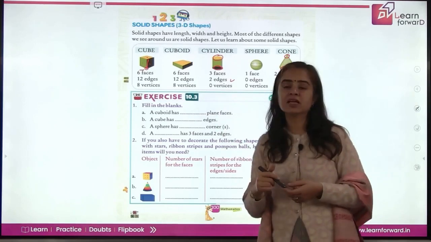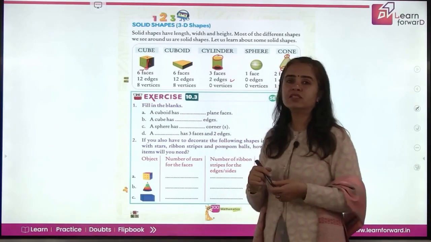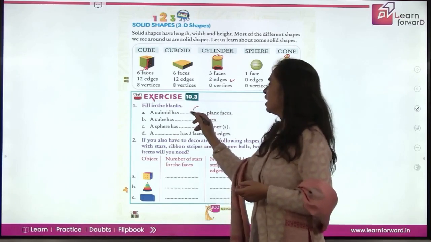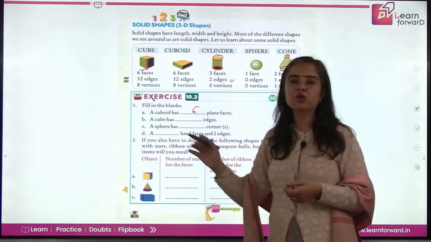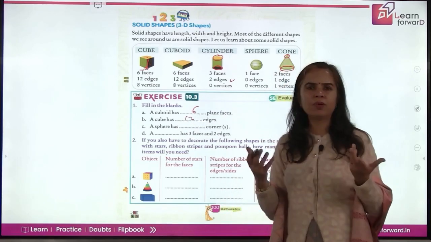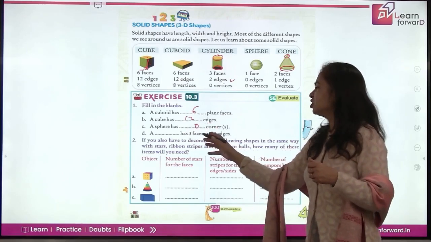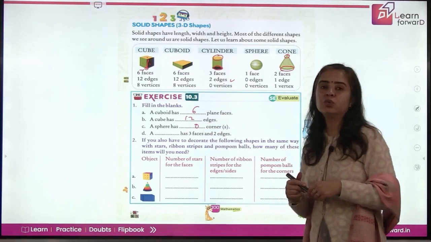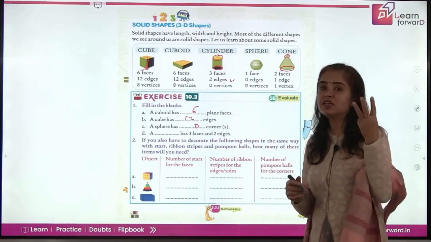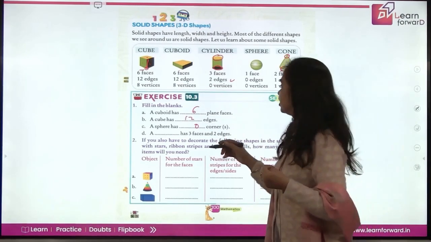Now an exercise to do, fill in the blanks. A cuboid has how many plain faces? 6 faces. And how many edges in a cube? A cube has dash edges, 12 edges. A sphere has how many corners? No corners, so 0. A dash has 3 faces and 2 edges. Which of these shapes has 3 faces and 2 edges? Can you just see? A cylinder. Very good.